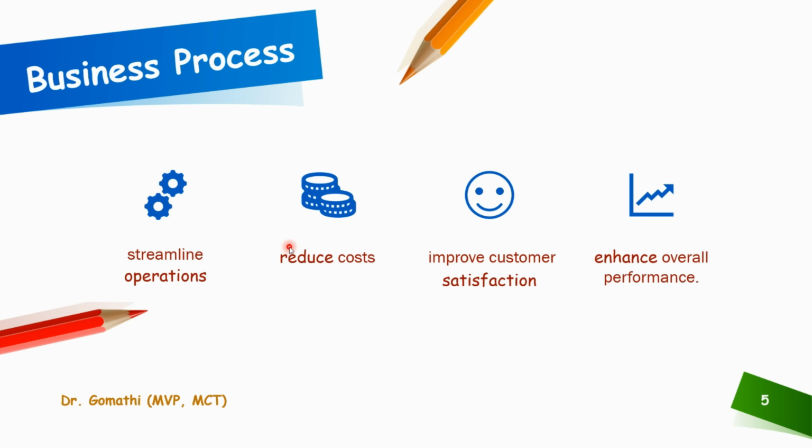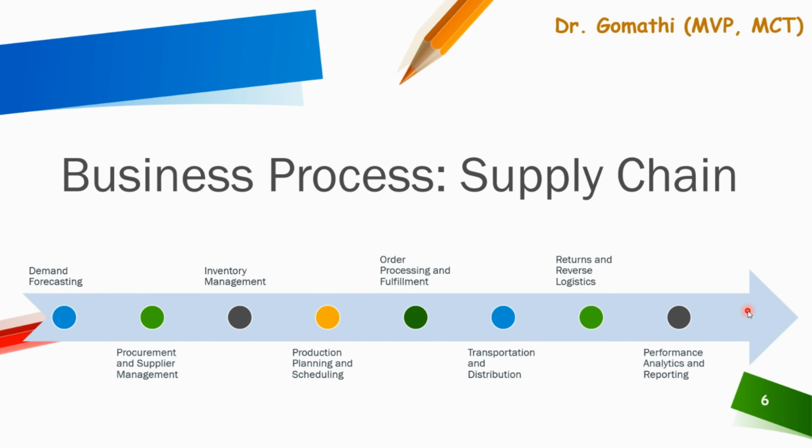Business processes in supply chain management help organizations to streamline operations, reduce costs, improve customer satisfaction, and enhance overall performance. They provide a structured framework for managing various aspects of the supply chain, from procurement and production to distribution and customer service. So, this is the overview of the processes in supply chain.